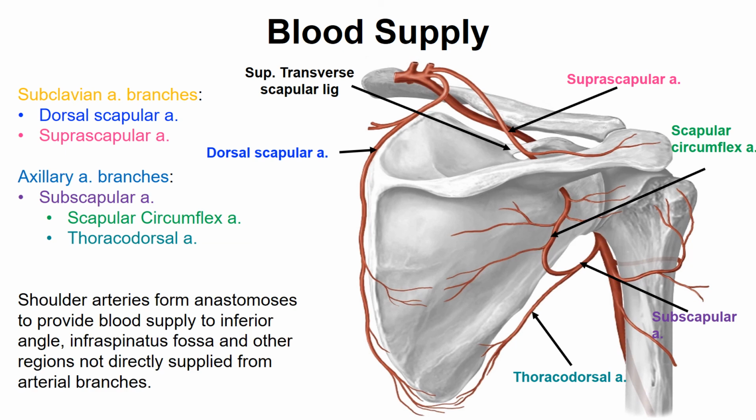Now, these arteries can create this kind of border around the scapula because they create what are called anastomoses with each other, giving blood supply to an area that would otherwise be ischemic or have no blood supply. So for example, the thoracodorsal artery and the dorsal scapular artery will anastomose, or create a connection, at the inferior angle of the scapula because otherwise that area would just receive no blood supply. So that's something to keep in mind.